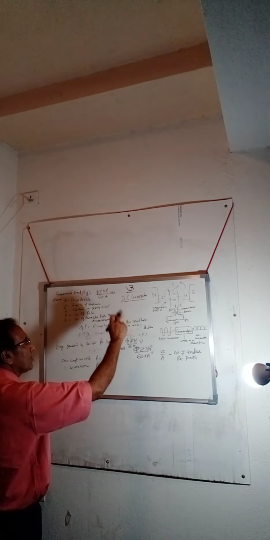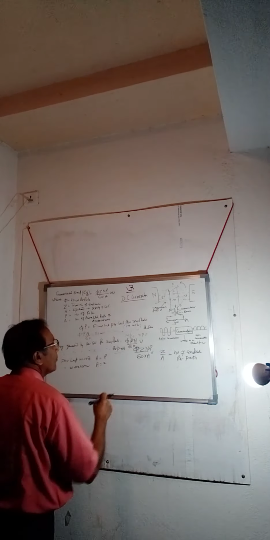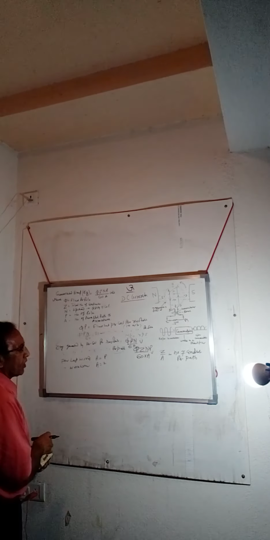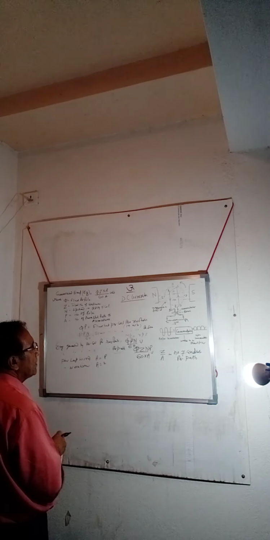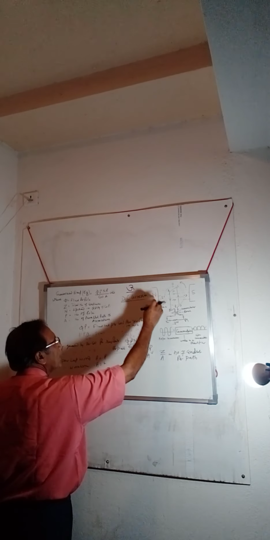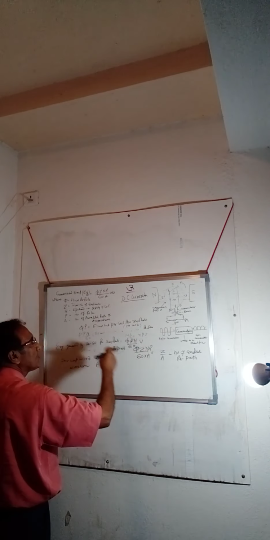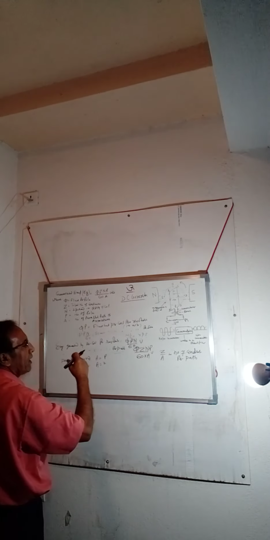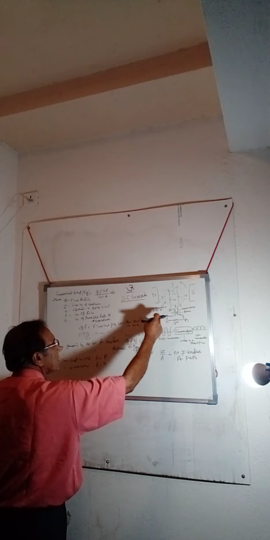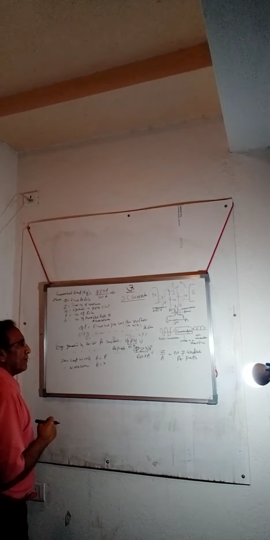Now, this works on Faraday's law of electromagnetic induction. This is the final formula, φZNP by 60A. Now, we have to see that when the flux is fixed, when the magnetic field is constant, then the generated EMF is directly proportional to the speed of the coil. At constant magnetic field, the EMF generated in the coil is directly proportional to the speed or RPM of the coil.